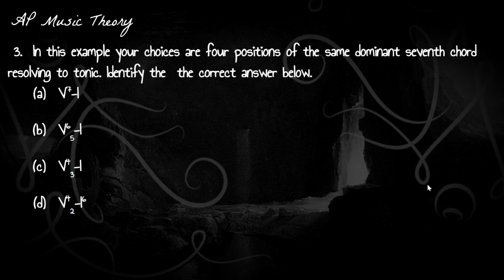Question 3. In this example, your choices are 4 positions of the same dominant seventh chord resolving to tonic. Identify the correct answer below. So is it A, a dominant seventh chord to the tonic, B, a dominant seventh chord in first inversion to the tonic, C, a dominant seventh in the second inversion to the tonic, or D, a dominant seventh in the third inversion to a tonic in first inversion? Let us listen.